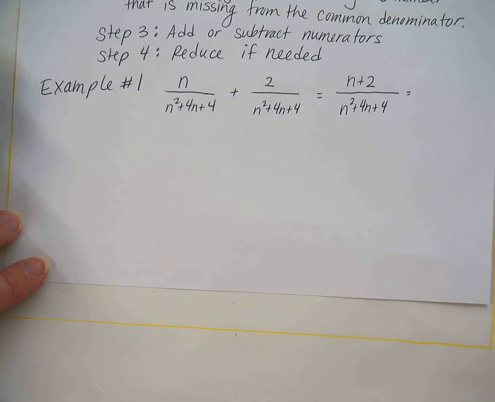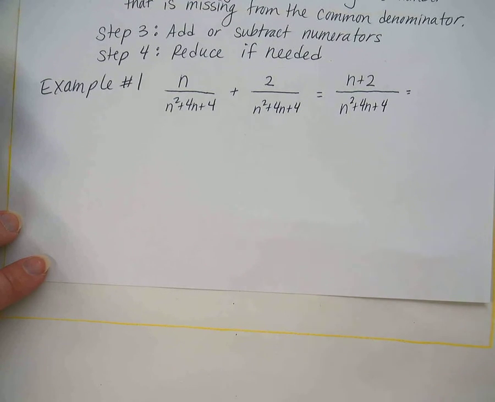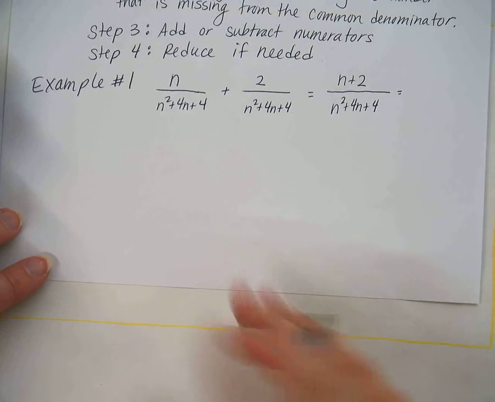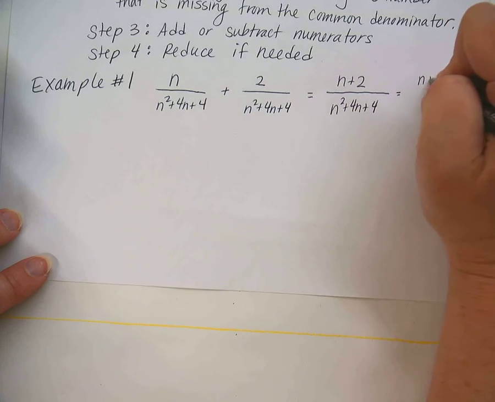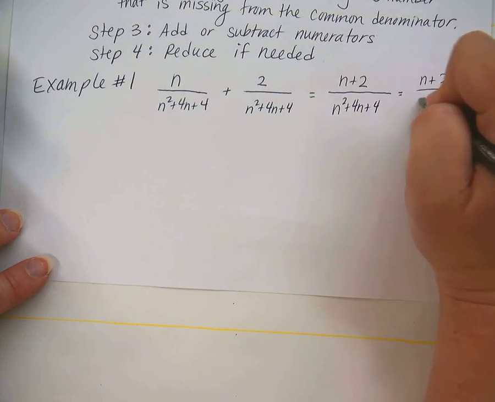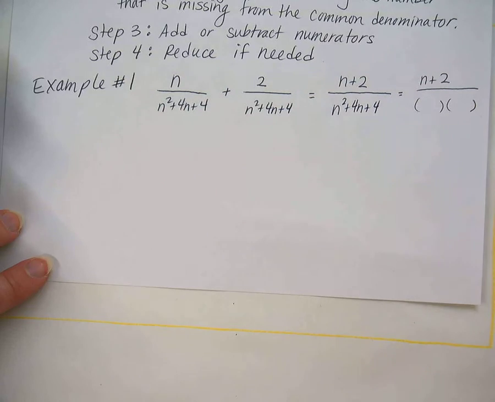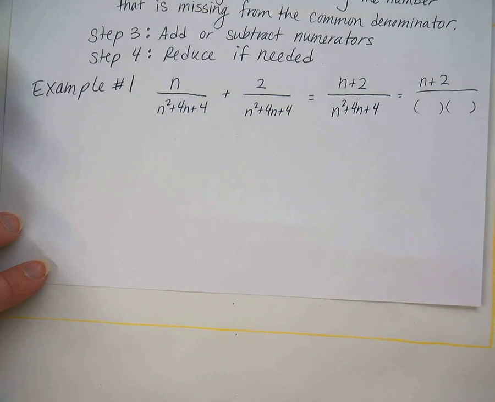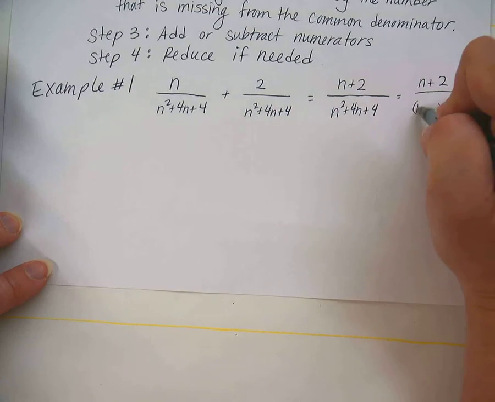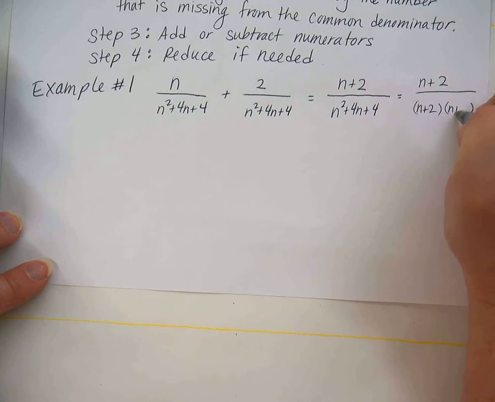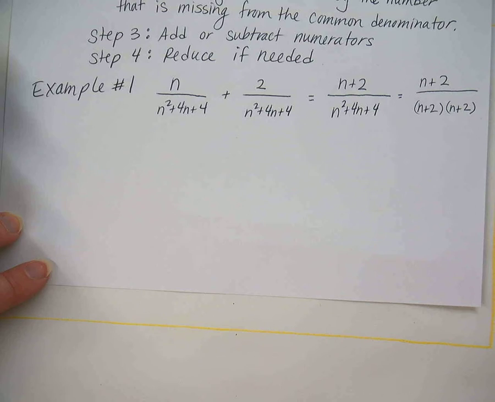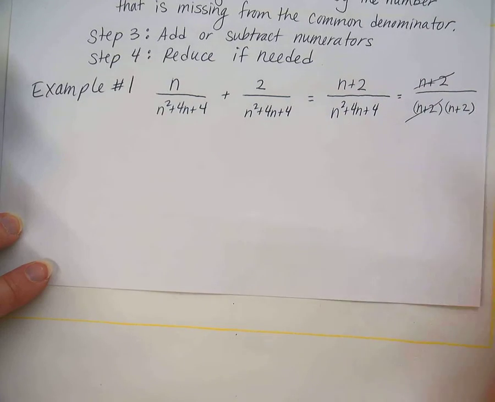Reduce if possible. So before we can reduce them, we always need to factor and see if there's any common factors. Can we factor the denominator? We just practiced that on our self-starter a bit. n plus 2 and n plus 2, which technically could be written as n plus 2 squared. But I don't want to because I'm just going to cancel one of those.